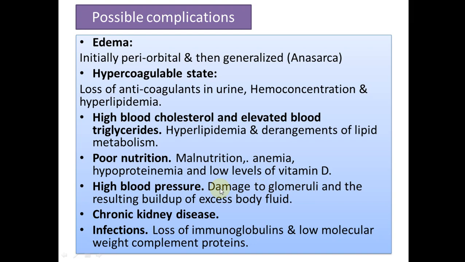Now, when the glomeruli become damaged, there is increased resistance to the blood flow, and this will lead to hypertension. Moreover, the presence of excess body fluid is itself a cause of elevated blood pressure. Long-standing nephrotic syndrome will lead to chronic kidney disease, and the loss of immunoglobulins and low molecular weight complement proteins makes the person more susceptible to infections.